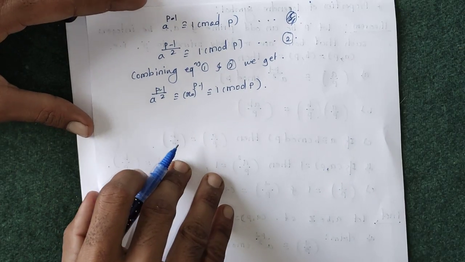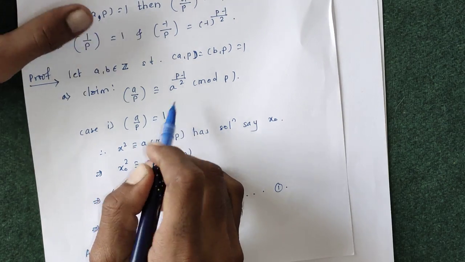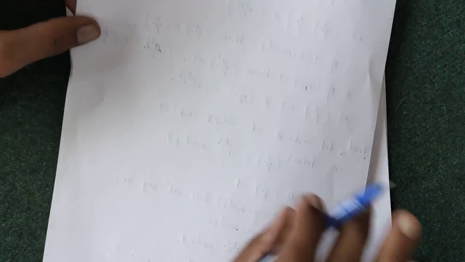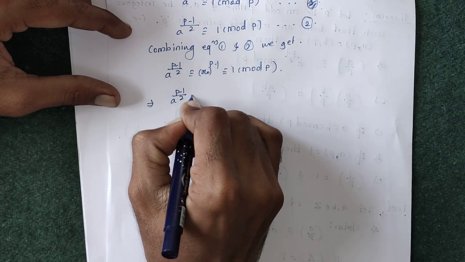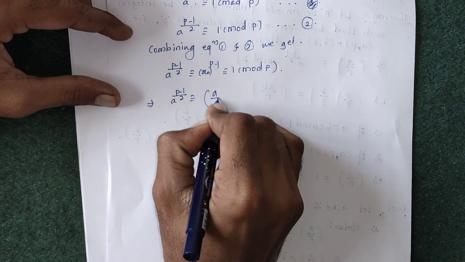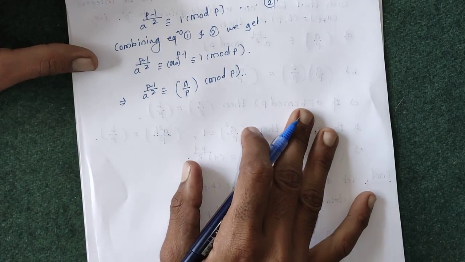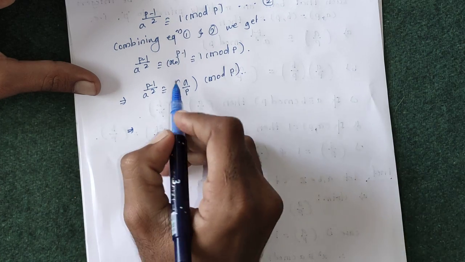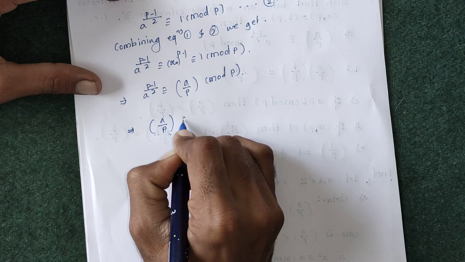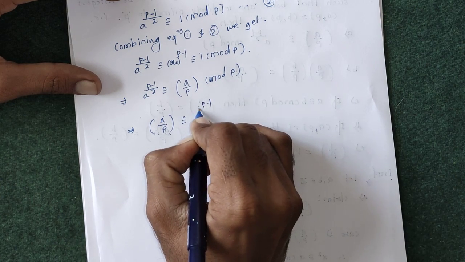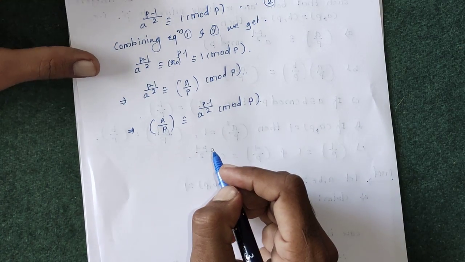In the first case we have considered the Legendre symbol of a and p is equal to 1. So instead of 1 I can write the Legendre symbol of a and p here. This will give a raised to p minus 1 by 2 is congruent to the Legendre symbol of a and p under modulo p. So using the result that if a is congruent to b then b is congruent to a, I can write the Legendre symbol of a and p is congruent to a raised to p minus 1 by 2 under modulo p. Hence the proof of the first case.